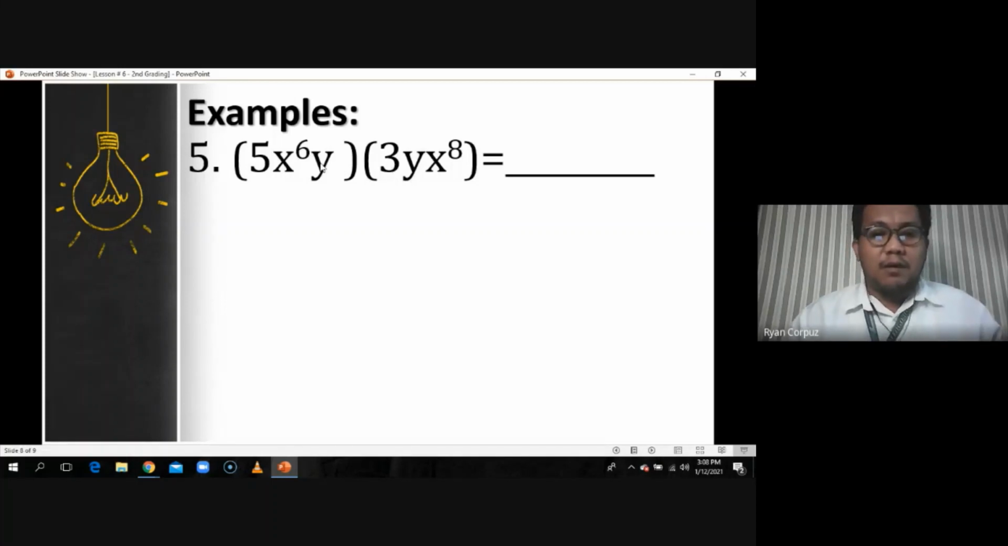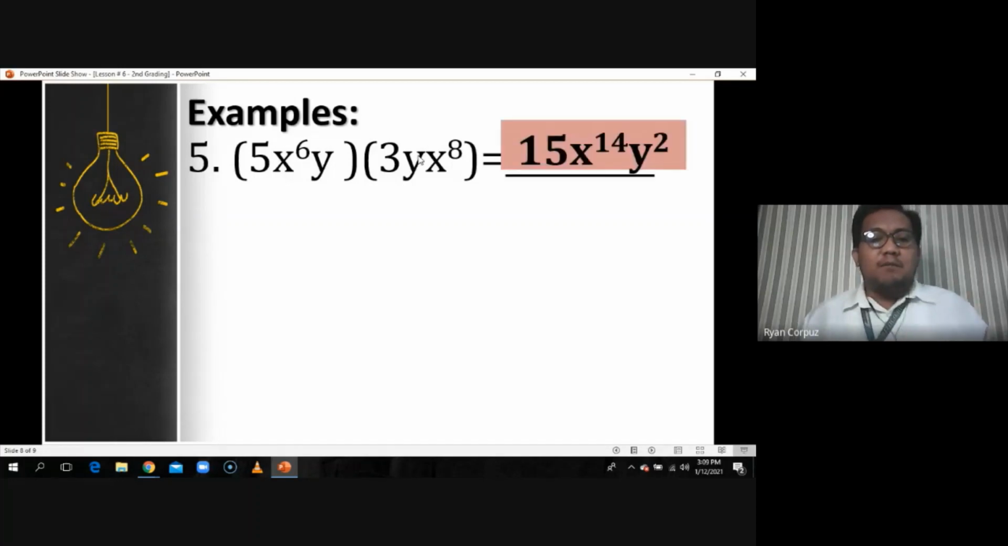Then when it comes to y, so y here and another y here, di ba, when you do have a given variable without an exponent, that means its exponent is equal to 1. So if its exponent is equal to 1, then another y here, 1 plus 1 lang, we come up with y squared. That's why if you are going to simplify example number 5, we'll come up with an answer which is 15 x raised to 14 y raised to 2 or y squared.